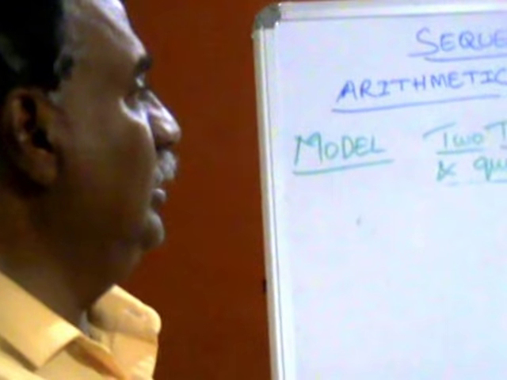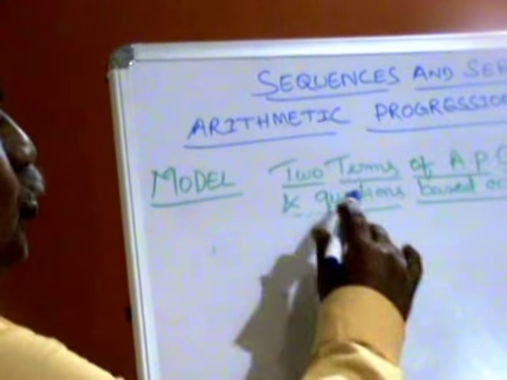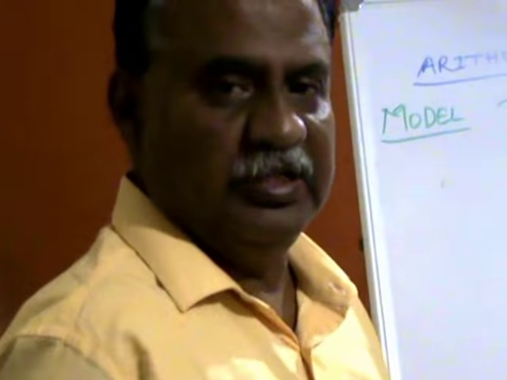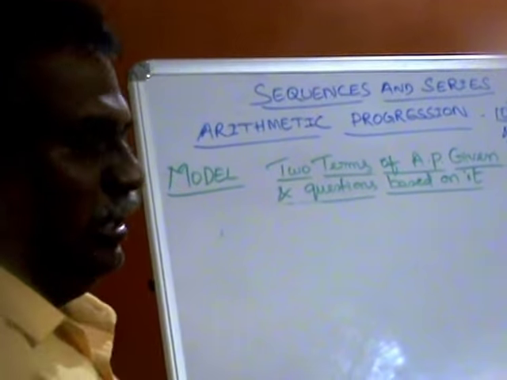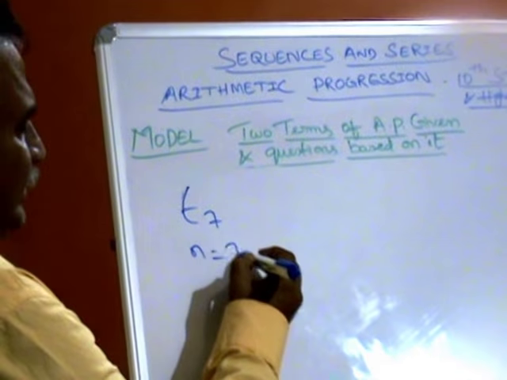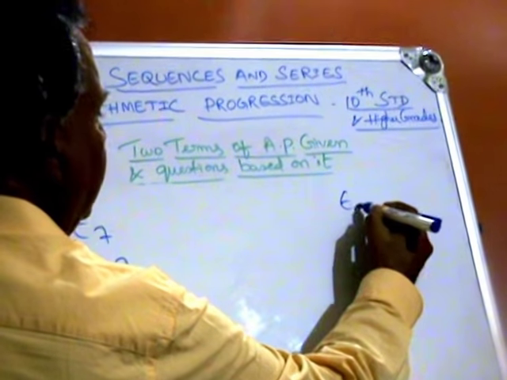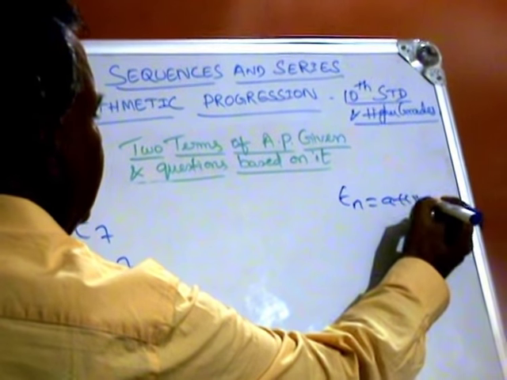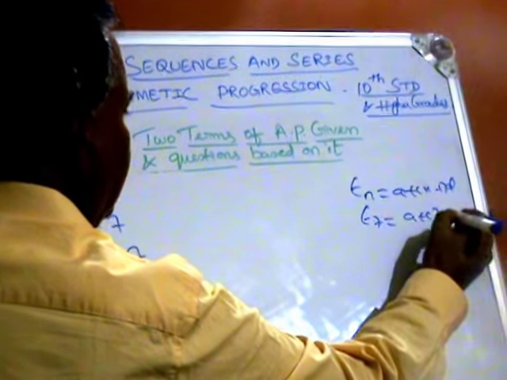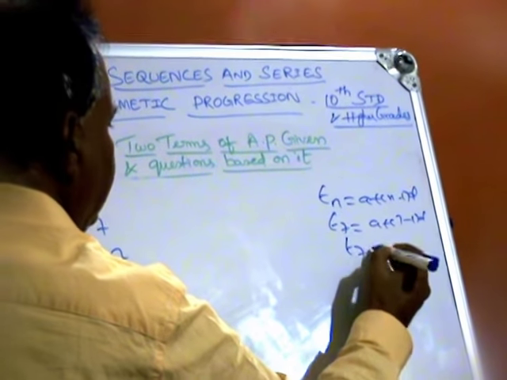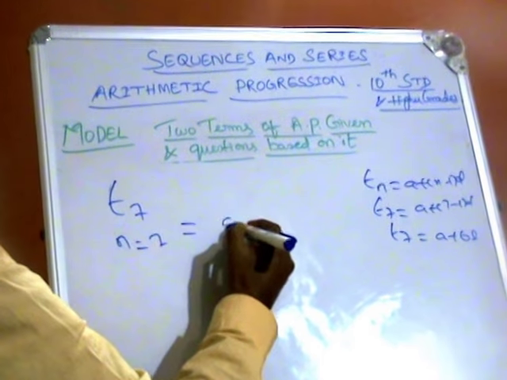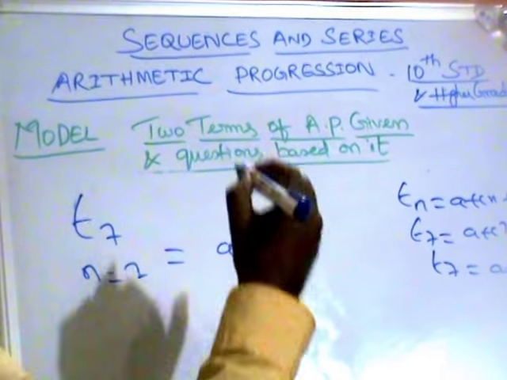I am Samuel. So in this session, two terms of an AP will be given and based on it we get a lot of models. So to make it simpler, I'll give an introduction. T7 means n is given as 7. Look here, we know Tn equal to a plus n minus 1 into d. T7 means a plus 7 minus 1 into d. T7 is called a plus 6d. So T7 is nothing but a plus 6d in the right direction.